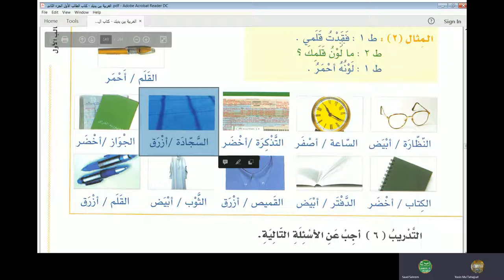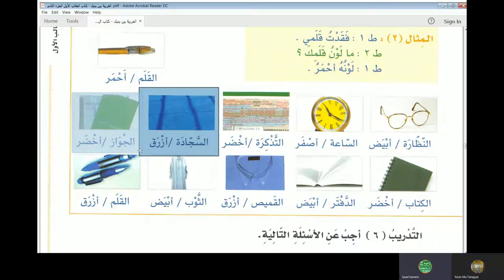Fakadatu sajadati. Repeat after me. Fakadatu sajadati. فقدت سجادتي. فقدت سجادتي. اوكي، ما لون سجادتك؟ لونها أزرق. Correct. Now I am first student.